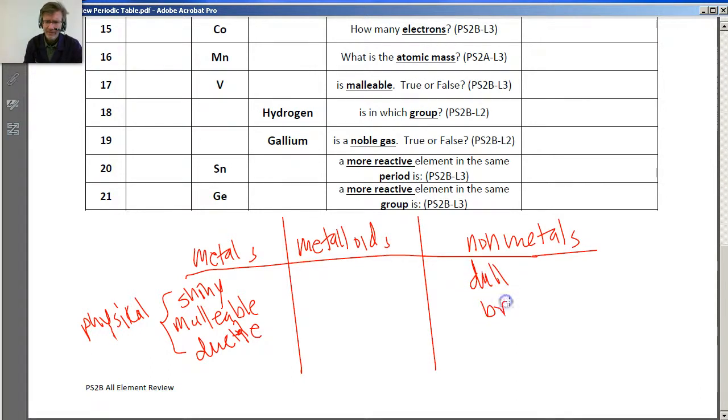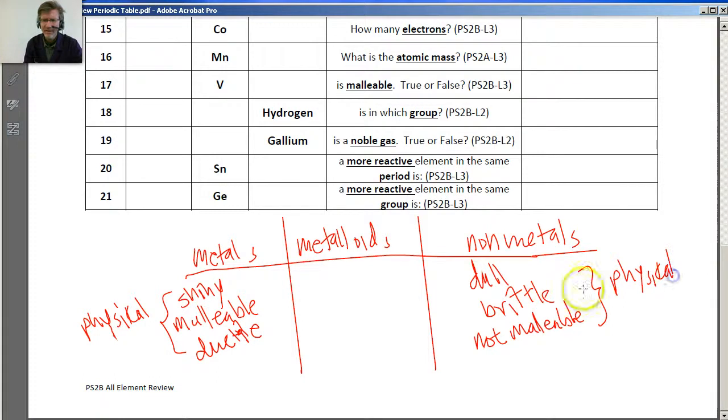They're brittle. That means they don't break very cleanly. Well, they break and they shatter. And also, they are not malleable, right? They'll bend, they'll break. Metals will bend and you can bend them back, many times at least. These are all physical properties. So the only real chemical property that we've had is metals react with acid.